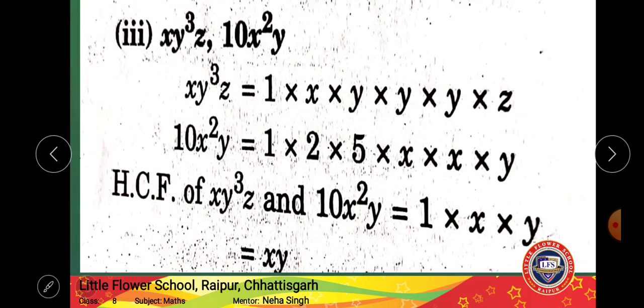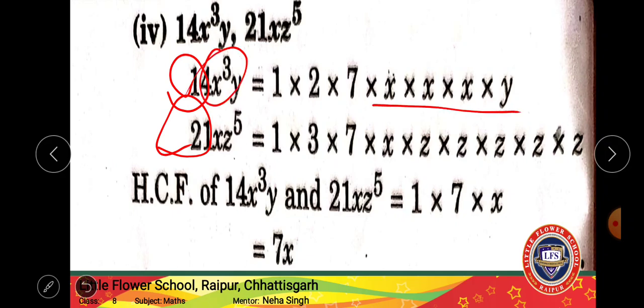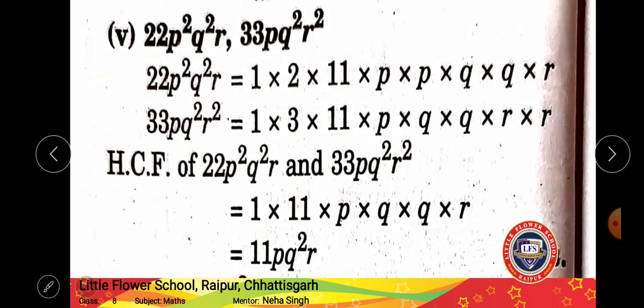The questions are all similar. You can go through the slides. Individually I'll factorize, then the other term and then common factors. See here, the power of x was cube, so I have written x 3 times, x into x into x. Similarly, z was to the power 5, so I have written z 5 times. Now common factors we can take and HCF we can find it out.